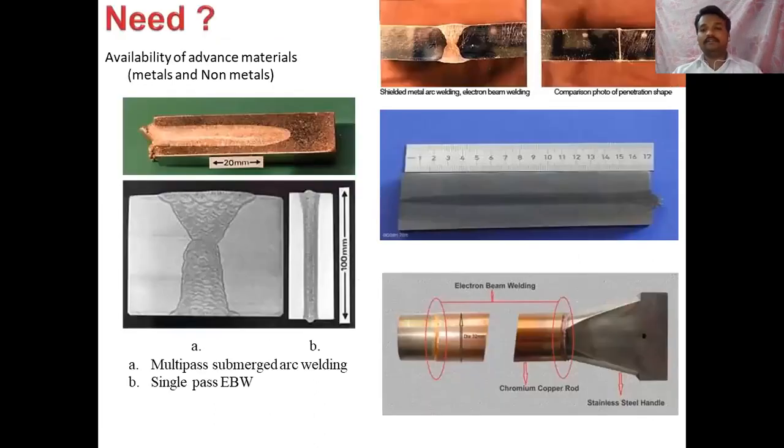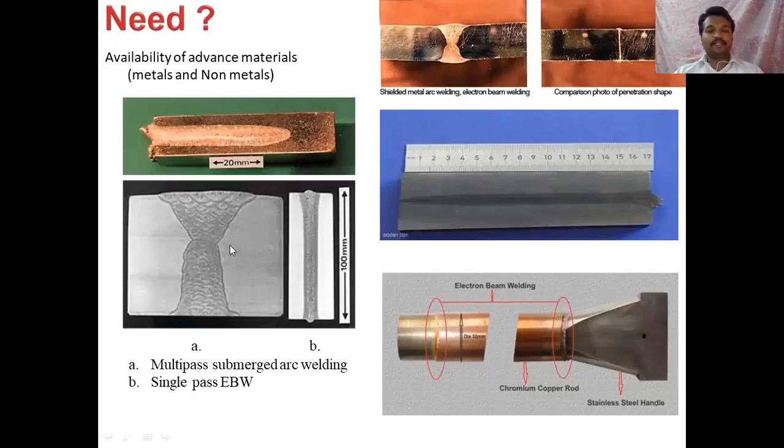Then what is the need for electron beam welding? You can see in this slide, there are different materials, metals or non-metals, that are in research. With the availability of these advanced materials, there is a need to join them. By using the conventional welding process, we cannot join these metals or non-metals.